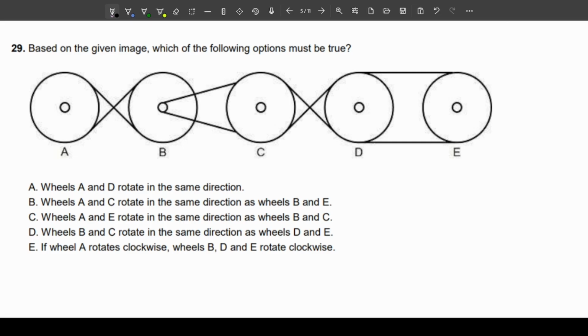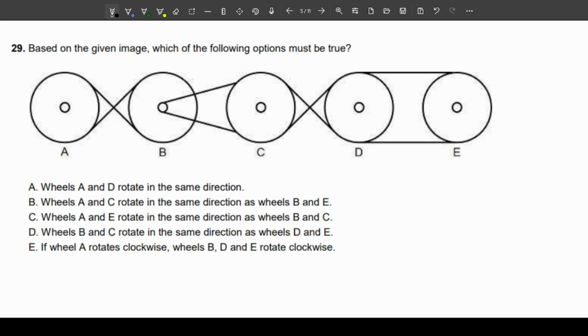Let's jump into the next questions, which are based on pulley and gear problems. The basic concept of pulley and belt reasoning problems is just about figuring out which direction each pulley rotates when the other pulley moves. These are common logical reasoning problems.